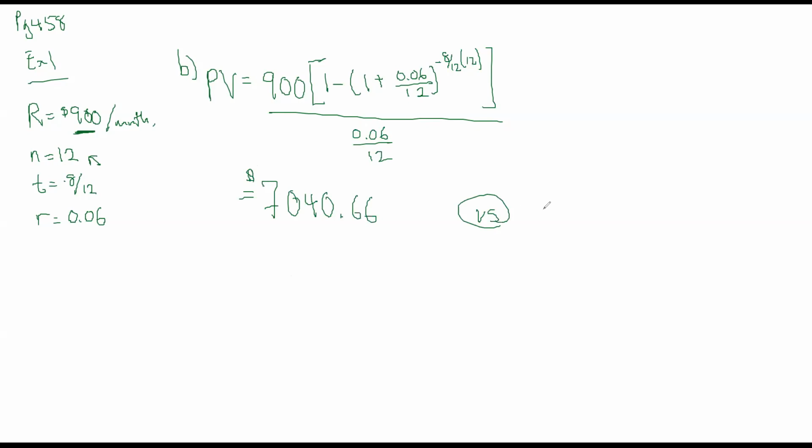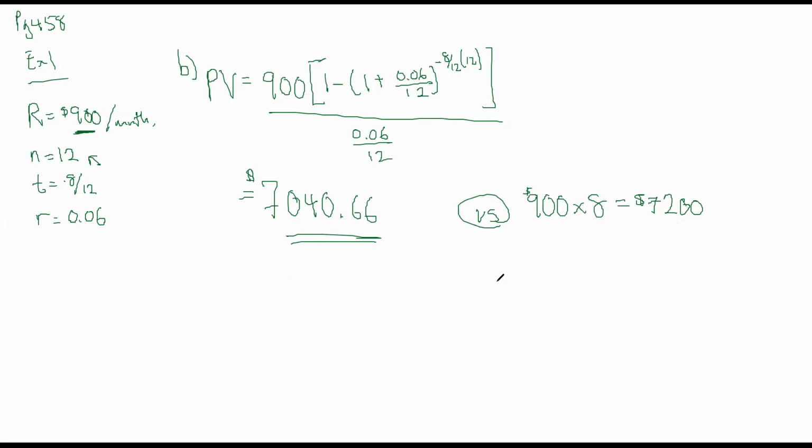Compare that to how much you'd have to save up if you didn't use the bank's interest system. That's $900 per month for 8 months. Quick math, that is $7,200. So you're earning about $160 in interest during those 8 months. It's not bad at all.